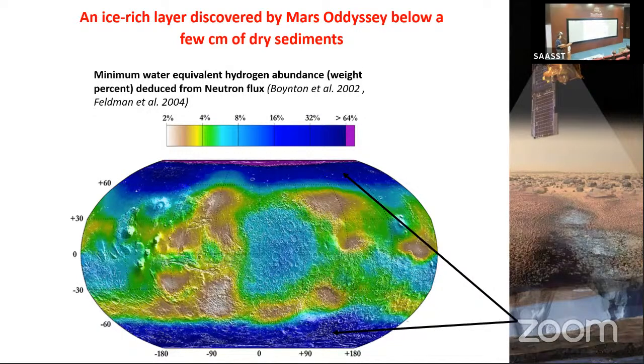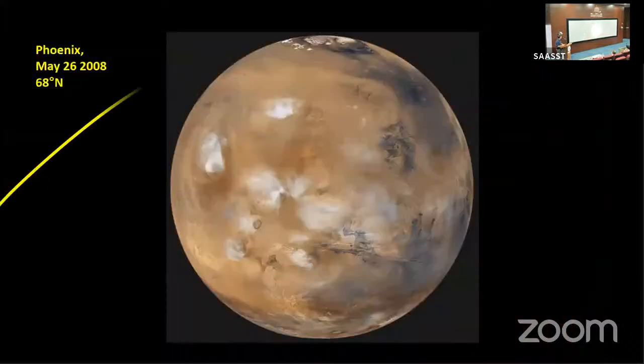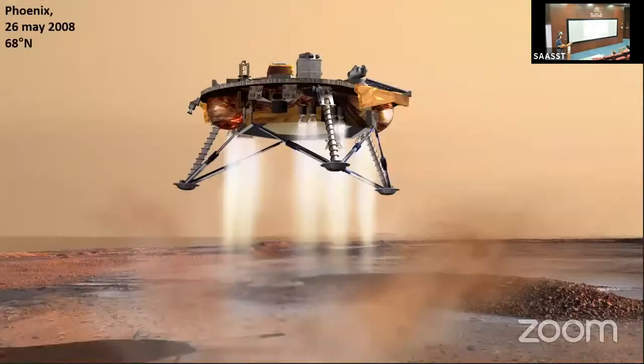So, because of this, they decided to send a spacecraft to check that. This was the Phoenix probe. It was sent more than 10 years ago, to one of these areas where you're supposed to have a lot of ice, but you cannot see ice. The Phoenix probe arrived on May 26, 2008, and it was big suspense. Are we going to find ice?